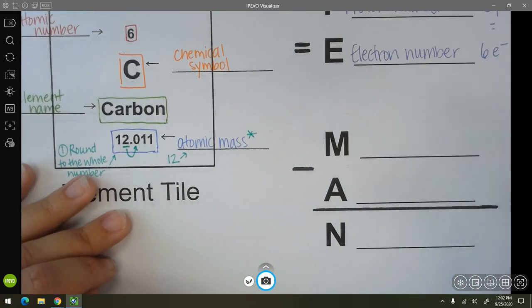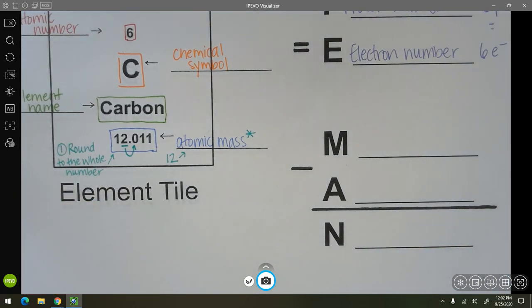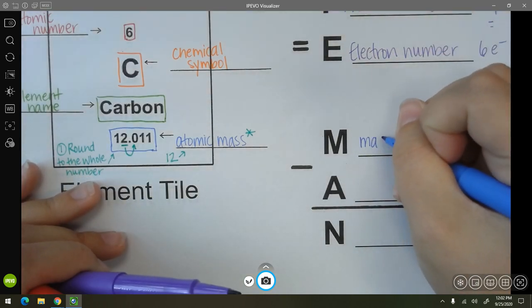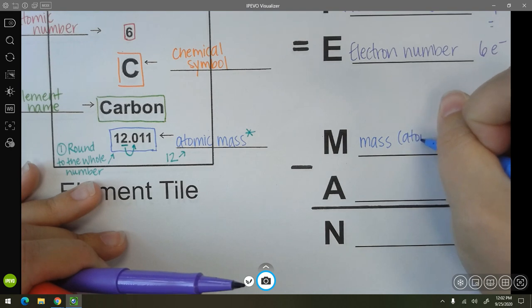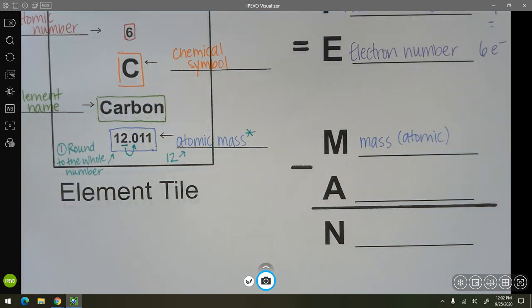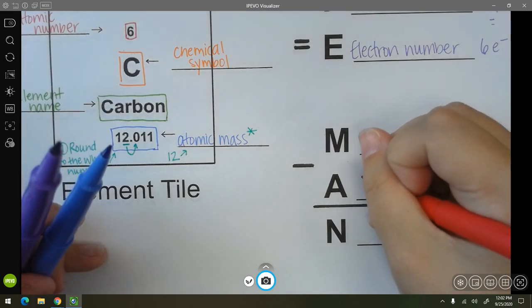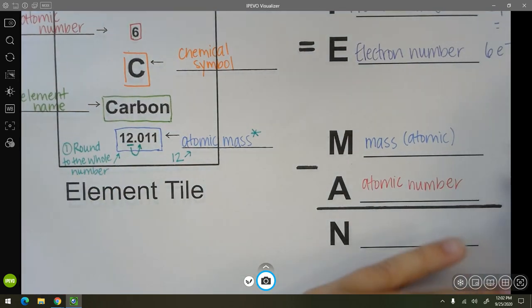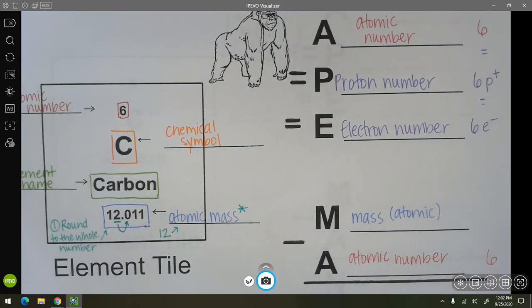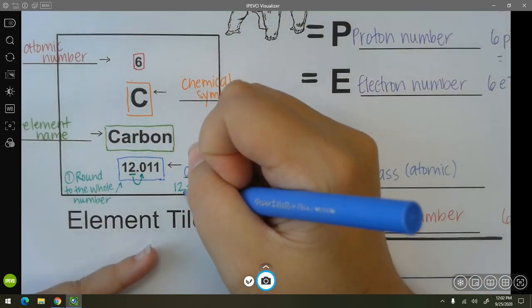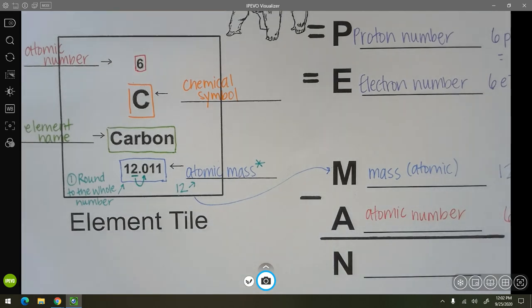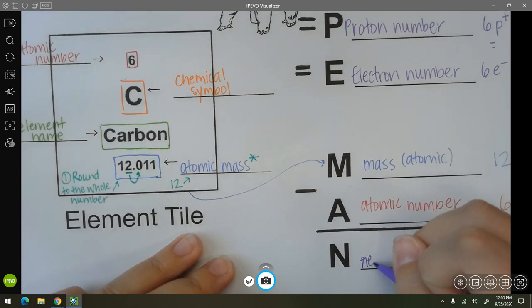Now let's look at MAN. It's a little bit different. So the M of MAN stands for the atomic mass. All right, so the atomic mass. And the A again stands for the atomic number. So I know that the atomic number is 6. I know that we rounded and got the atomic mass is 12. And what it's going to tell me is the number of neutrons.